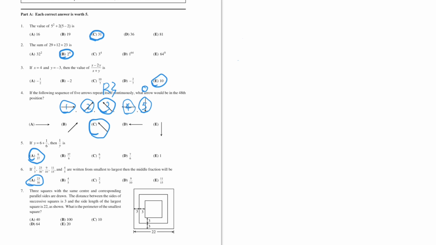Number 7. 3 squares with the same center and corresponding parallel sides are joined. The distance between the sides of successive squares is 3, and the side length of the largest square is 22, as shown. What is the perimeter of the smallest square?